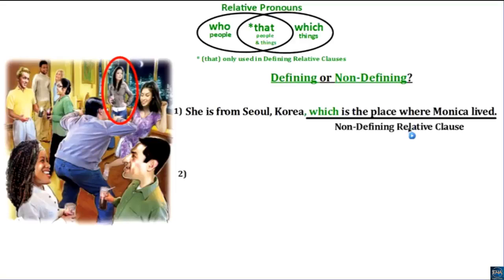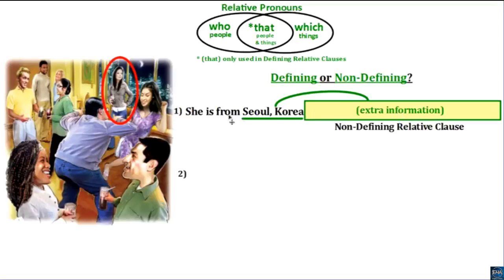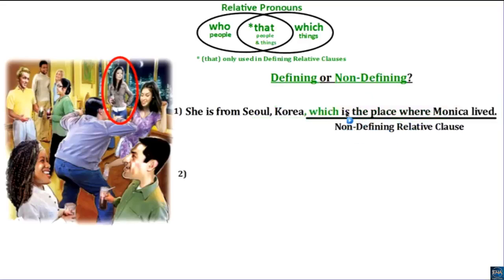Okay, if you said non-defining relative clause, you're correct. Now let's look at why. Now I'm going to cover this up. And let's see what it says. She's from Seoul, Korea. Okay, if I just think of the word Seoul, Korea, I understand which one you're talking about. There's only one Seoul, Korea. So I don't need to define what is Seoul, Korea, where is Seoul, Korea, which Seoul, Korea are we talking about. No, it's understood. So I'm just going to give extra information about that. So if it's extra information, remember, that's a non-defining relative clause. So, that's why this is non-defining.